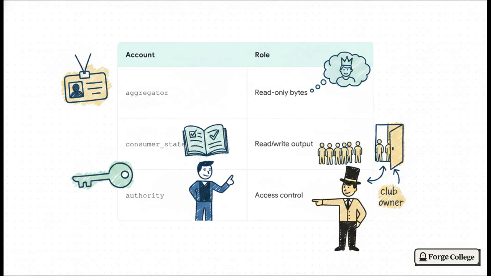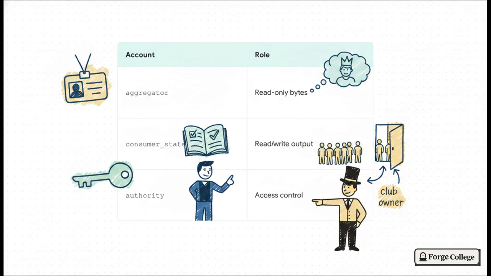Whenever we build an anchor instruction for this, we actually need to pass in 3 vital accounts. Let's walk through them. First up is the aggregator account. This is a read-only Switchboard account holding the feed state. In our analogy, this is the VIP's ID card.